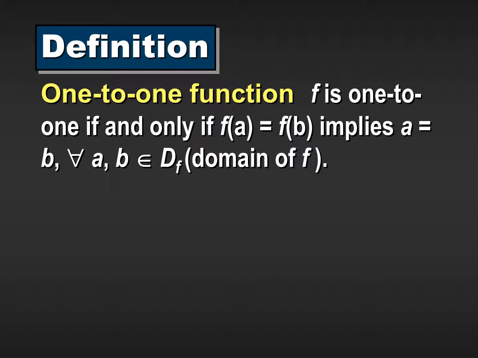If you have two y values, the x's that get those y values have to be equal. So if f of a equals f of b, then that means a has to be equal to b.